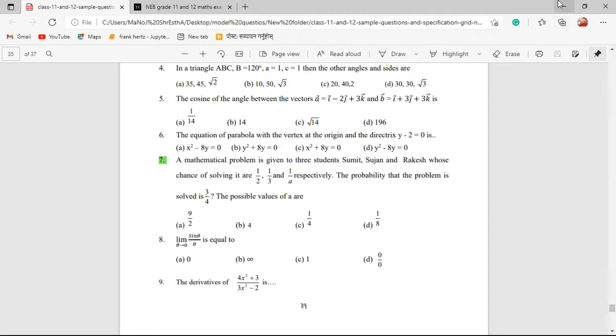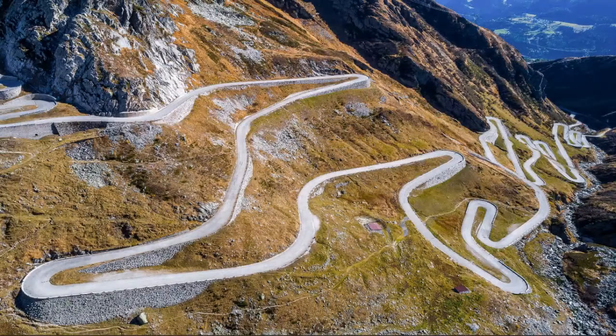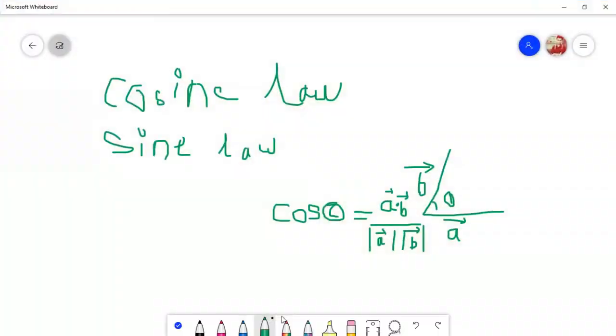In this case, the directrix is y minus 2 is equal to 0. This means y is equal to 2. The directrix is given by y minus 2 is 0, so that y is equal to 2.